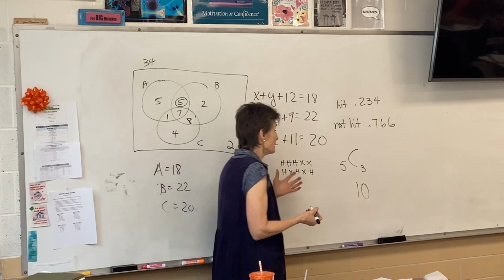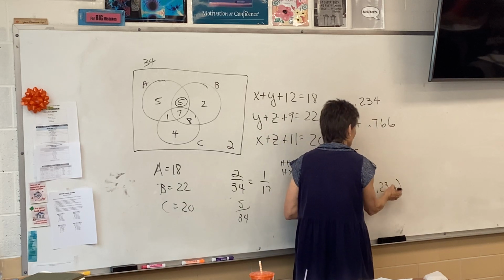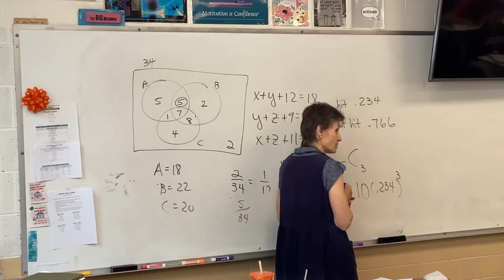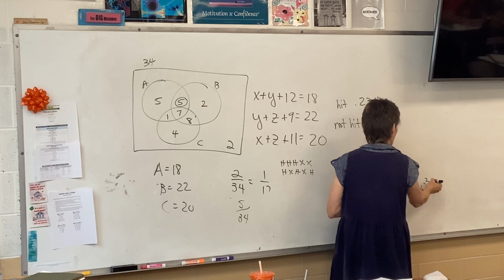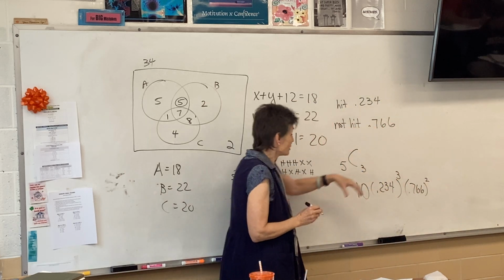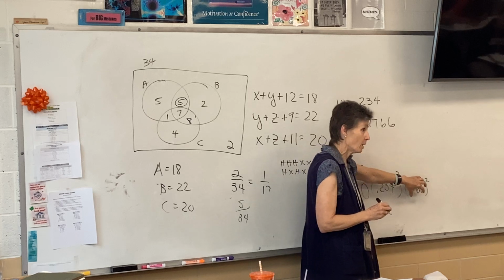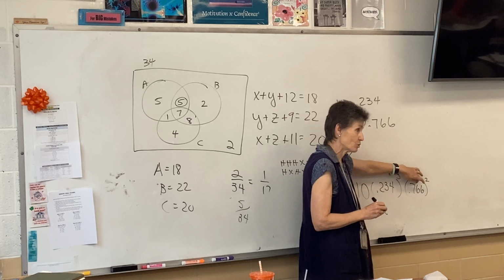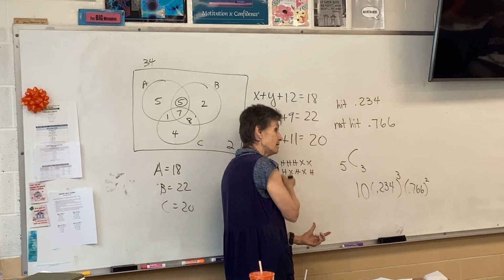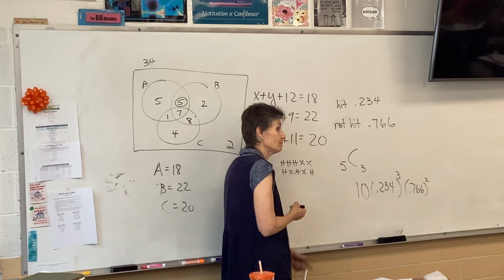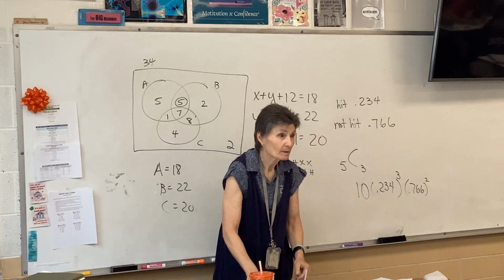Okay? Now, the hit probability is 0.234, and I want 3 of those. And the not hit probability is 0.766, and I want 2 of those. So I have my individual probabilities of what I want, what I don't want. I know I want 3 of these and 2 of these. And then this is the number of ways I can make that happen. Okay, all right?